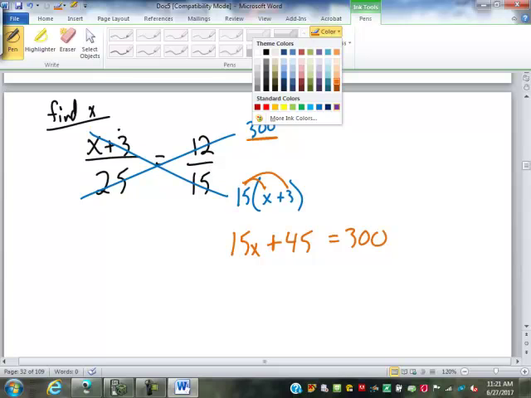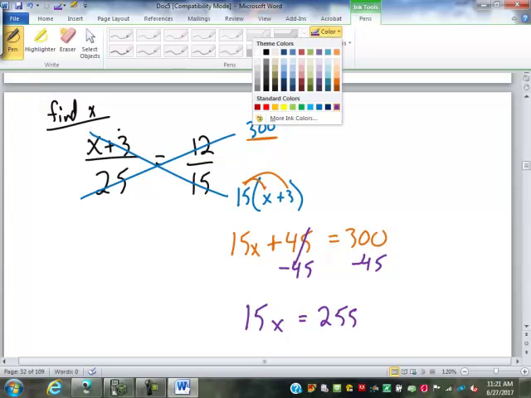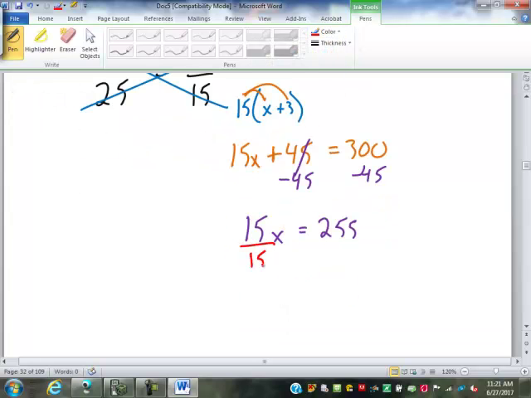So then what? You subtract the 45. So 15x equals 255. Divide by 15. x equals 17, I believe. Those look familiar?